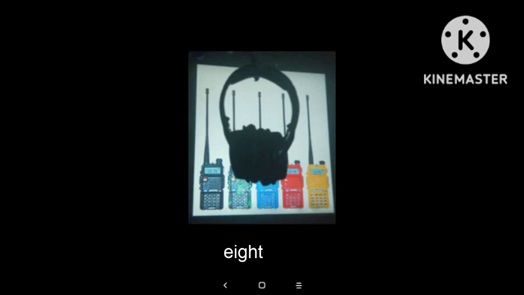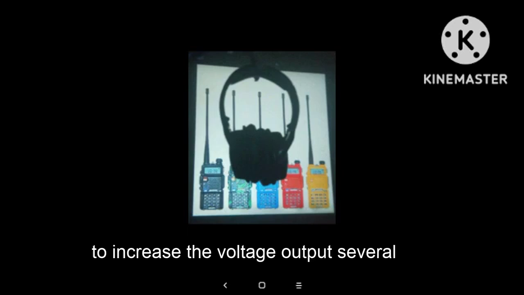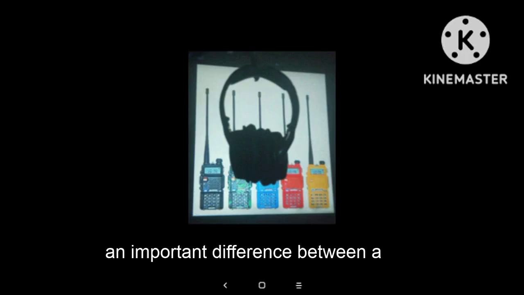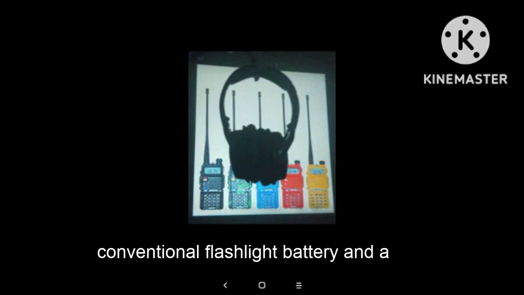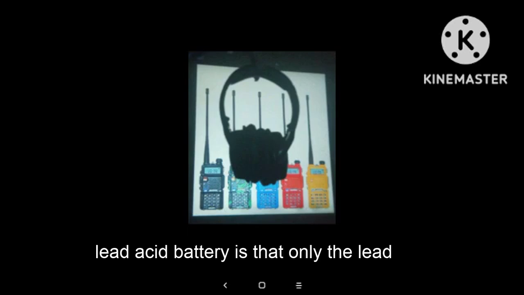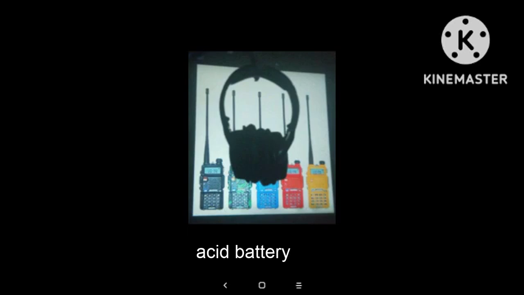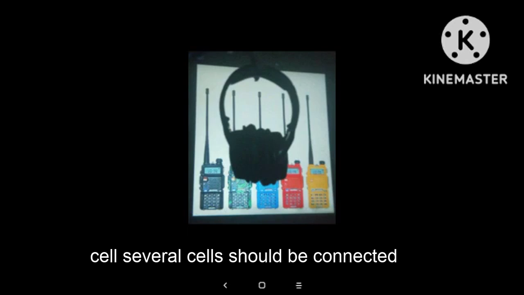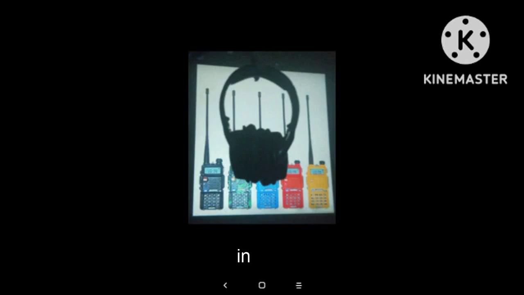Number 8. To increase the voltage output, several cells are connected in series. Number 9. An important difference between a conventional flashlight battery and a lead-acid battery is that only the lead-acid battery can be repeatedly recharged. 10. To increase the current capacity of a cell, several cells should be connected in parallel.